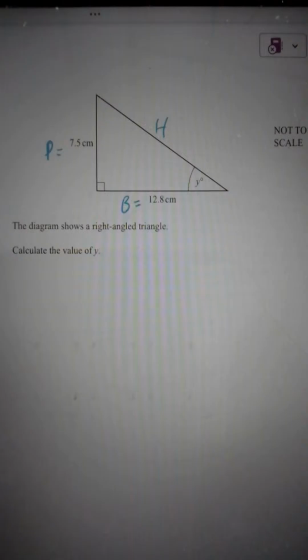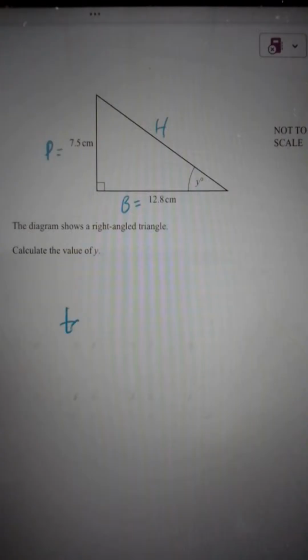So base, perpendicular and hypotenuse are here. Perpendicular and base, these two are given. When we utilize these two, we will get the value of y. The ratio that relates these two has the name tan.